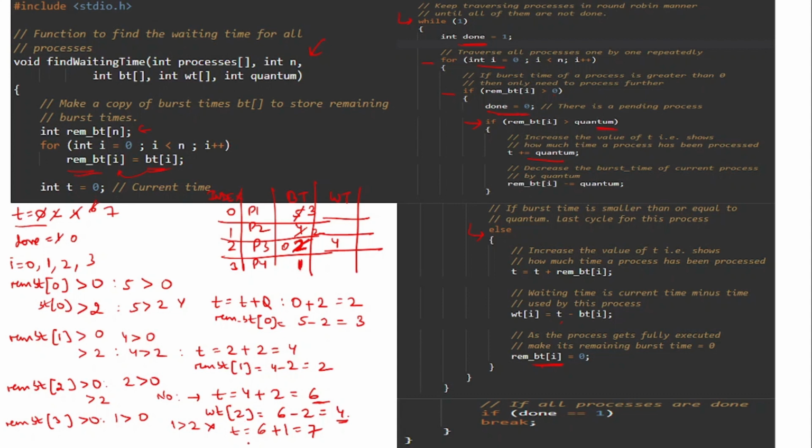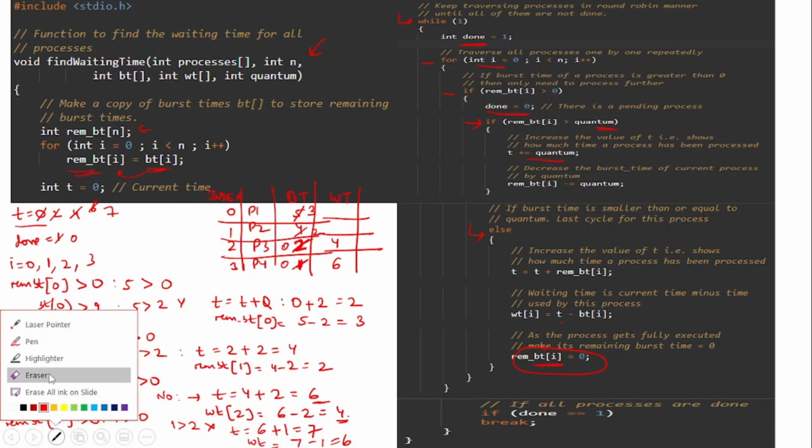And now the waiting time of this process would be the value t, that is 7, minus its burst time, that is 1, which is equal to 6. So its waiting time here is 6, and now the burst time as per this particular step would be equal to 0. That's how we have calculated the waiting time of these two processes, and these two processes have completed their execution. Now let me just erase these values.